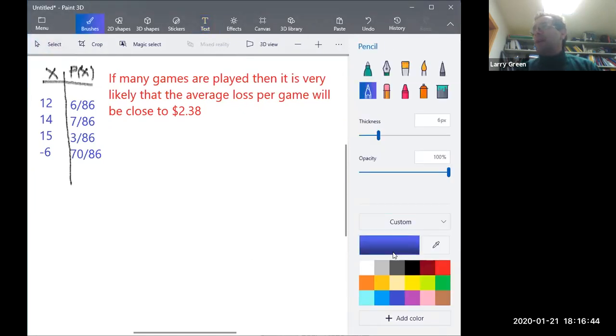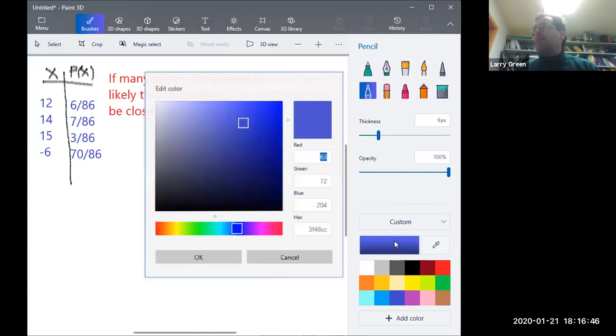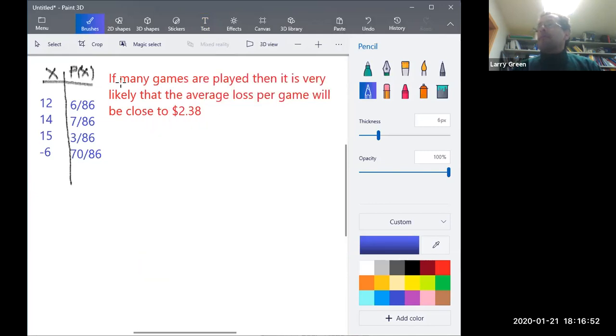So I want to underline some very important things to note: many, very likely, average, and close to. Okay, those words are necessary. If you miss any of those on a test, I take off points. Got it?